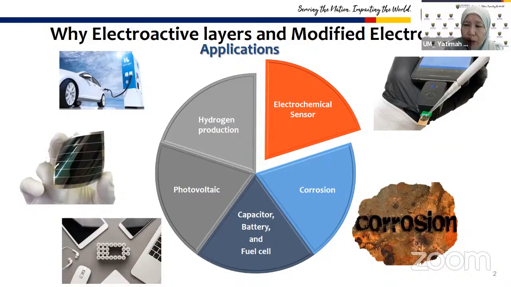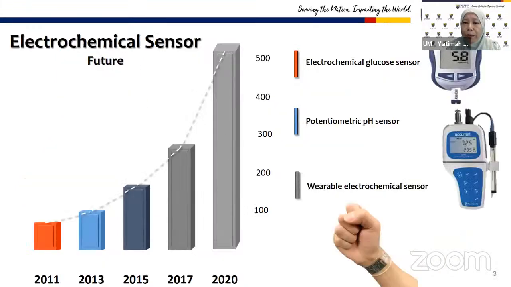So if you look at the whole idea, there are quite a number of applications where we can use modified electrodes, because essentially a modified electrode is part of the electrochemical cell. Then we zoom in on the electrochemical sensor, because the future is very bright in this area. Looking at the projections, they want to have the smallest product or instrument that can sense certain elements.